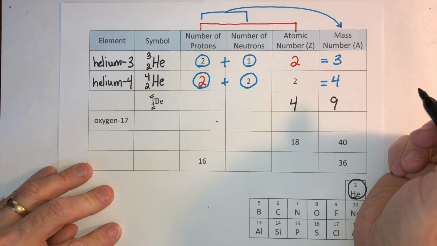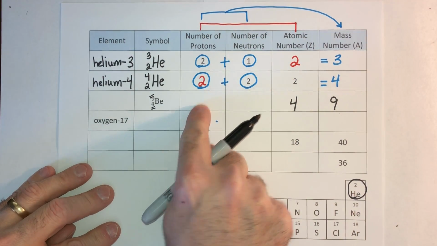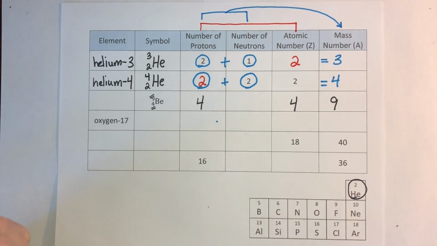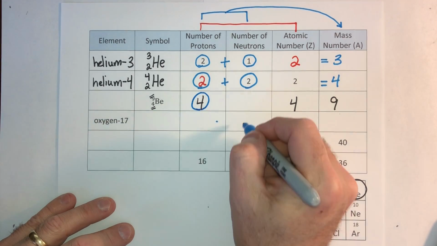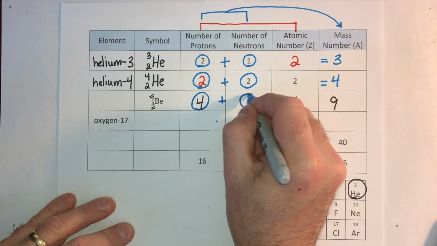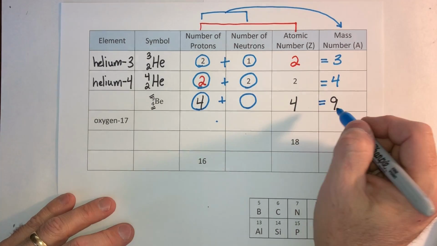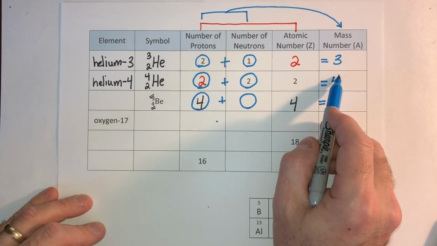Now if we use our relationships, if you know the atomic number, then you automatically know the number of protons, 4. Now let's talk about that addition thing. We had said that if you know the number of protons and you know the number of neutrons, then you can tell me the mass number. And up until this point, we've been adding, right? 2 plus 1 is 3, 2 plus 2 is 4.